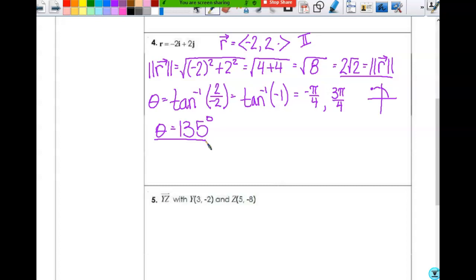And I am well aware of the fact that if you do the tangent inverse of negative 1, your calculator will give you negative 45, and then you can figure it out from there. But that's fine. You can double check yourself that you're right, but you still have to have the ability to think around this circle. So the more we do that, the less likely we are to forget it all. All right, so go ahead and write your vector in trig form now.